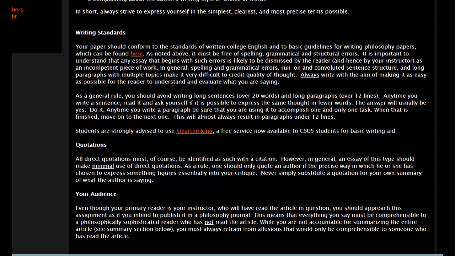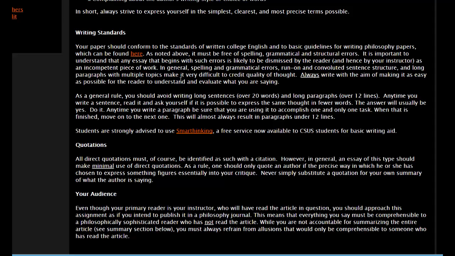Okay, so general writing standards: college English writing standards apply, and you should take the time to acquaint yourself with the basic guidelines for writing philosophy papers. I already said it's got to be free of spelling, grammatical, structural errors, etc. It's important to understand that any essay that begins with errors like this is likely to be dismissed by the reader. That's me, right? So you've got to begin clearly, and if you don't begin well, you're just essentially telling the reader that things are going to get worse.